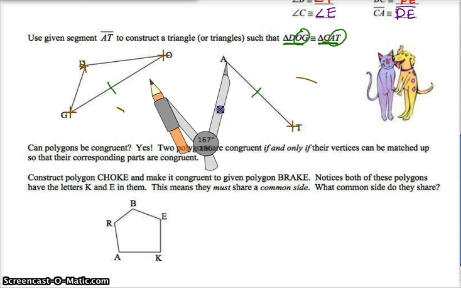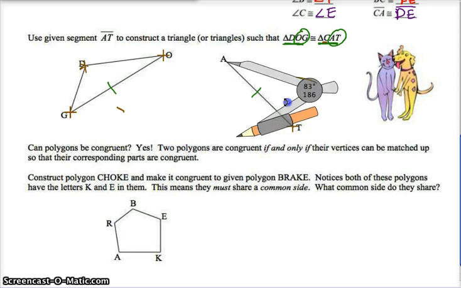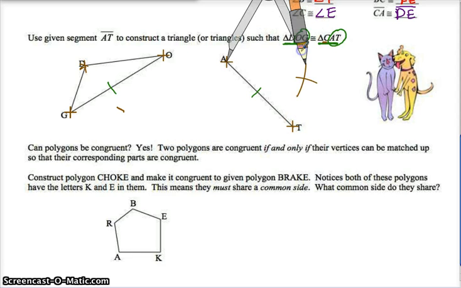So now I'm going to go from T to C and from A to C. So this is letter C right here. Then you can take your straight edge and you can line it up. So here I'm going to take my straight edge and line it up.